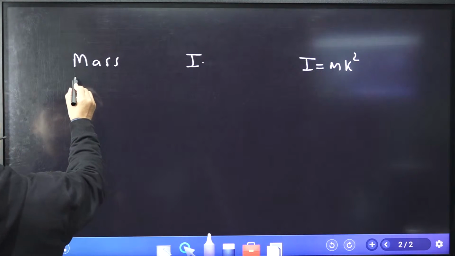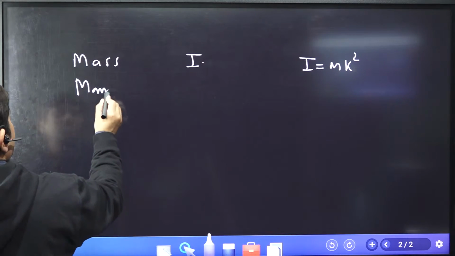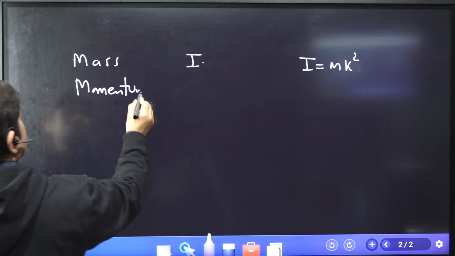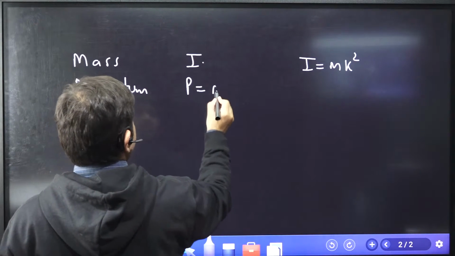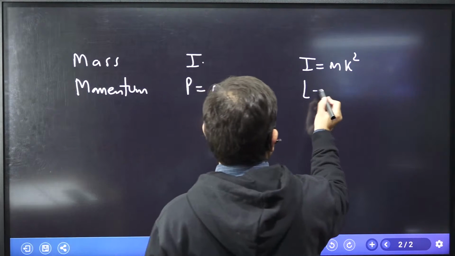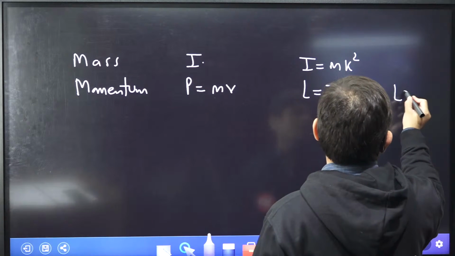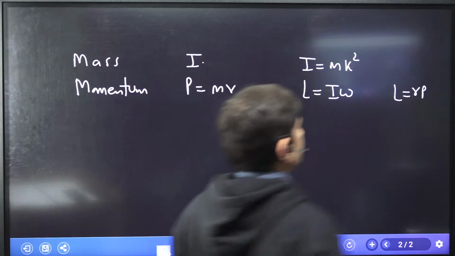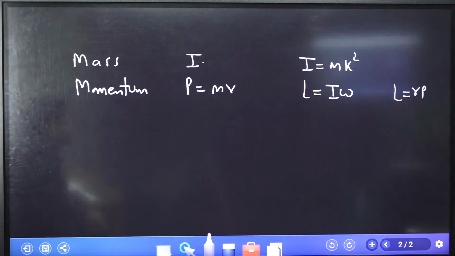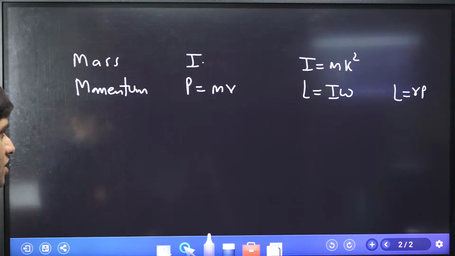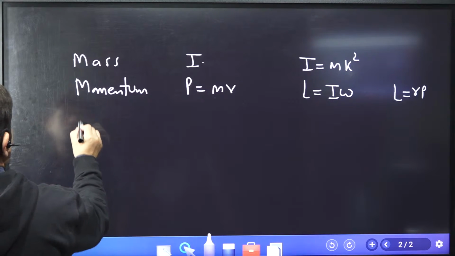So there is something which is called momentum. Here we have linear momentum, mass into velocity. Here we have angular momentum, I into omega, and this L is equal to radius into linear momentum. So what is the relation between angular momentum and linear momentum? Angular momentum is radius into linear momentum. Great.